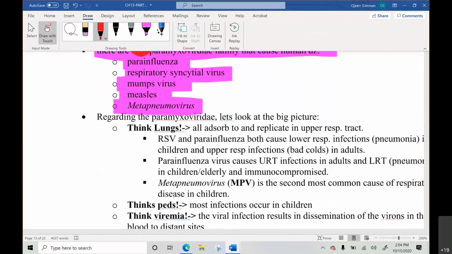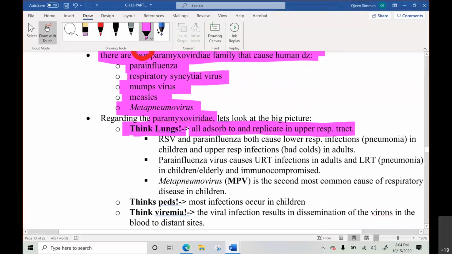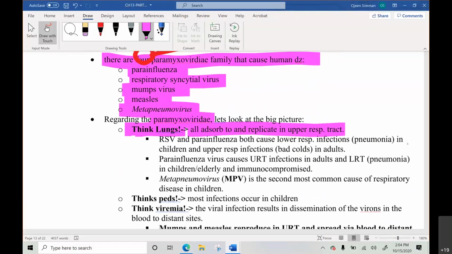So with regards to the Paramyxoviridae, think lungs. All of these viruses that belong under this family attach and replicate in the upper respiratory tract. All of them. Respiratory syncytial virus and parainfluenza both cause lower respiratory tract infections, which is pneumonia.